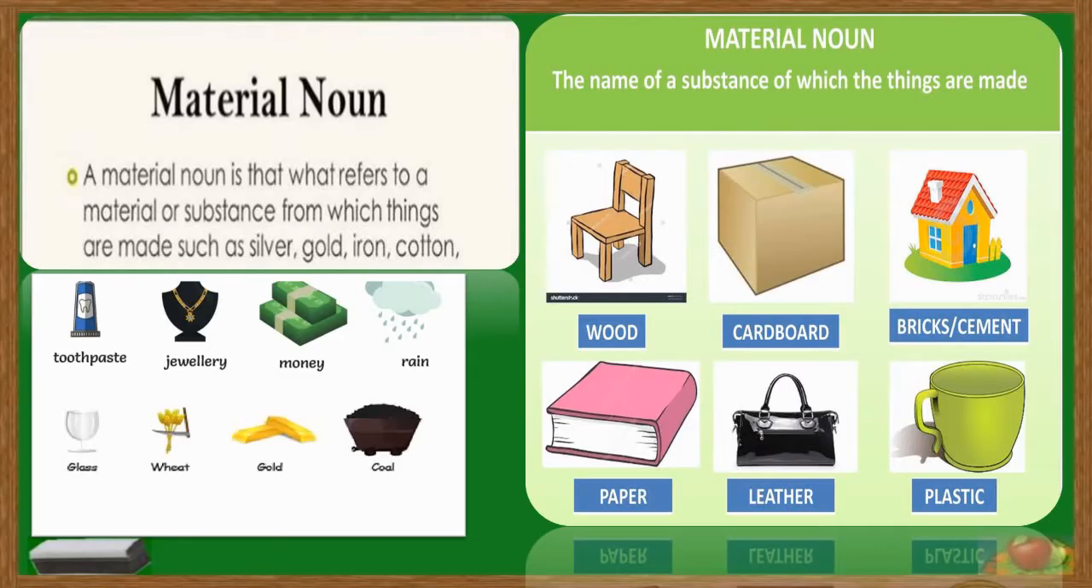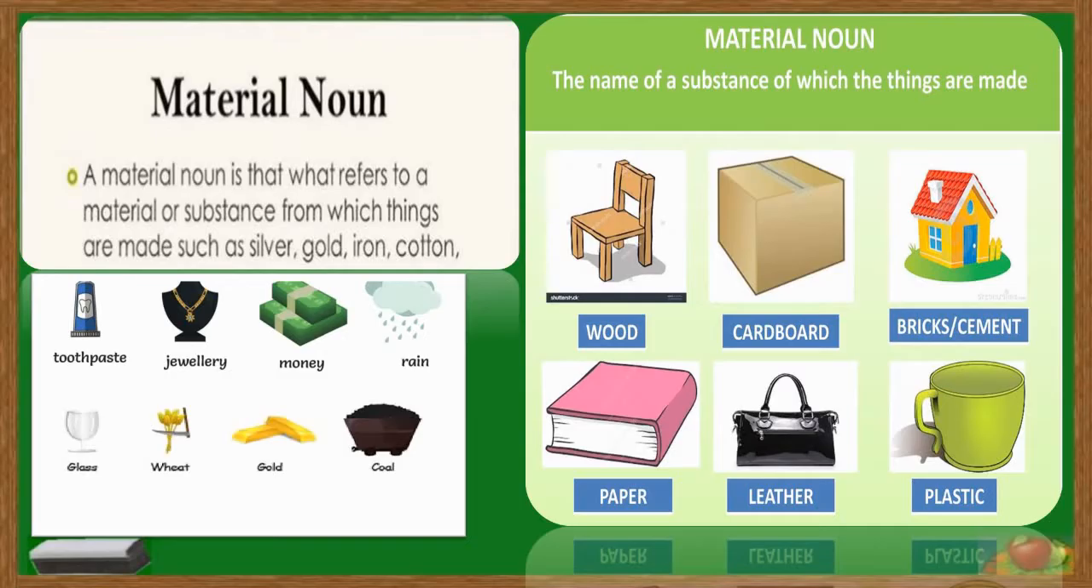Money, it's made from paper. Rain, water. So many examples are there. Then you can see the wood. Mostly the chair is made from wood. So again, it's a material noun.